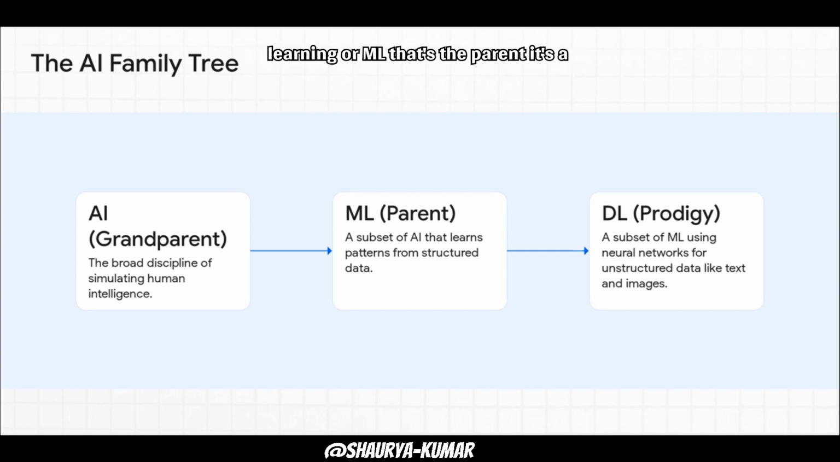Then you have machine learning, or ML. That's the parent. It's a more practical part of AI where computers learn from data we give them. And finally, you have deep learning, the prodigy child. This is a super specialized type of ML that uses these complex neural networks to handle all the messy stuff like text and images that power the generative AI tools we use today.